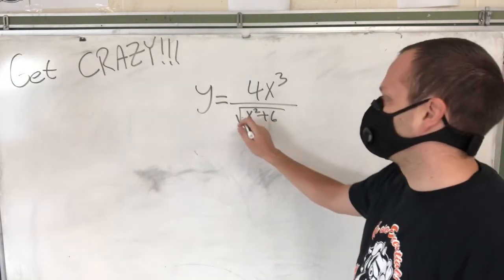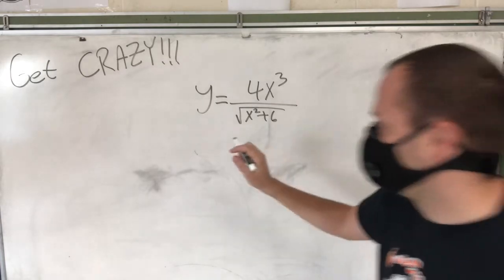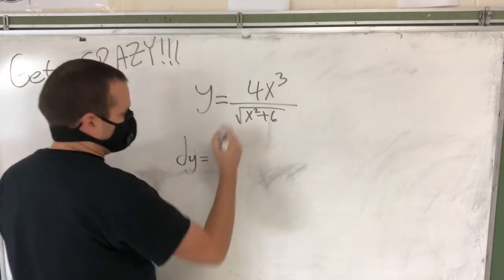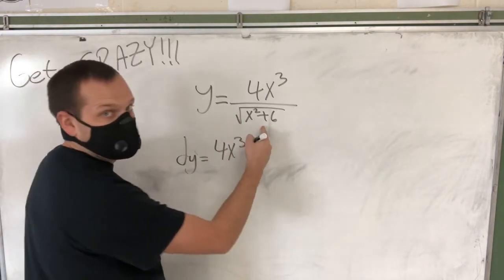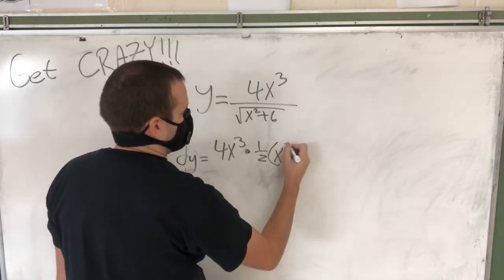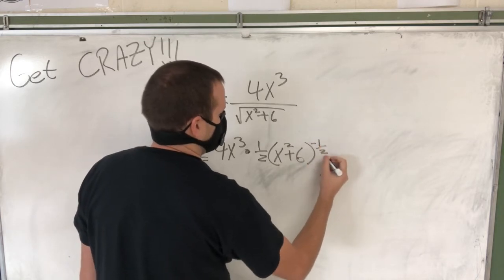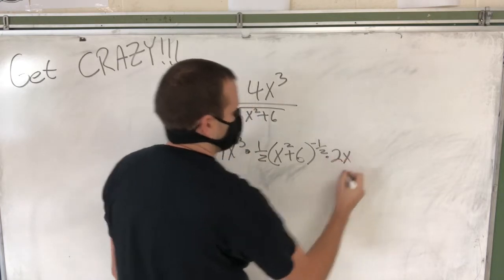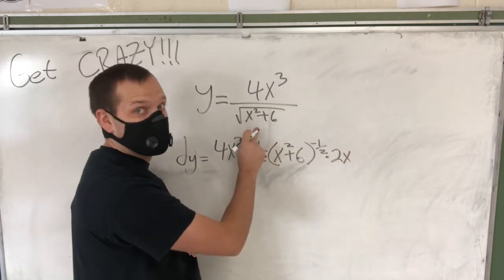Now this bottom, remember, that's really to the 1/2 power instead of a square root. So when I take the derivative, dy, that's going to give me the top, 4x cubed, times the derivative of the bottom, which is 1/2 x squared plus 6 to the negative 1/2 times the derivative of the inside, 2x. Okay, because I just used the chain rule. I had to use the chain rule to take the derivative of the bottom.